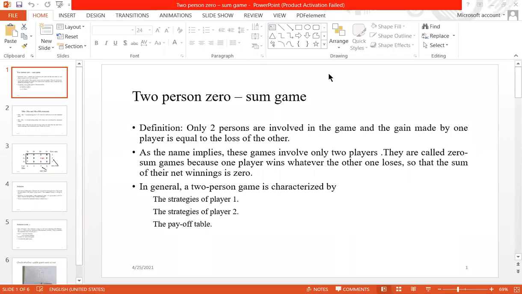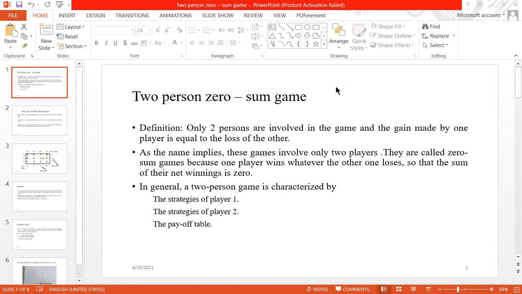So today in this lecture, I will be talking about two-person zero-sum game. The game that we are going to study in game theory is a two-person zero-sum game. There are only two persons playing the game. Mathematically, it is only possible to represent a game where there are only two persons.